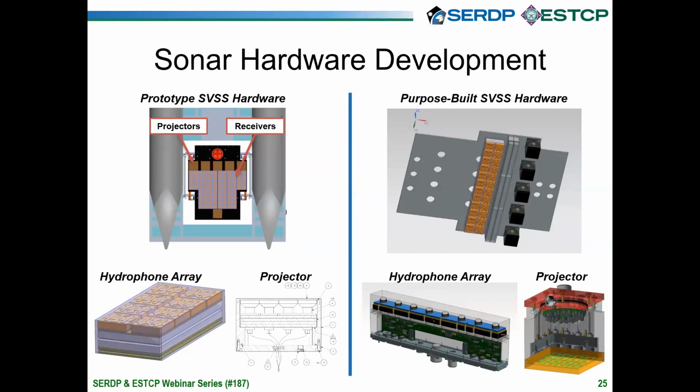So here are 2 different phases of the sonar hardware development that we've engaged in under this effort. On the left-hand side, what we're showing here is the prototype SVSS hardware. This prototype SVSS hardware was the initial hardware that we deployed under our initial effort for SERDP. In that effort, what we wanted to do was get out to the field as quickly as we could to get lessons learned under our belt so that we could inform a purpose-built design.